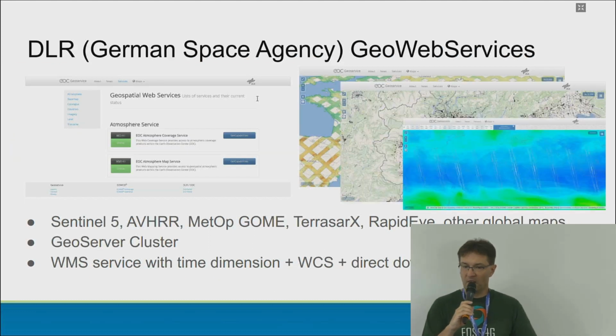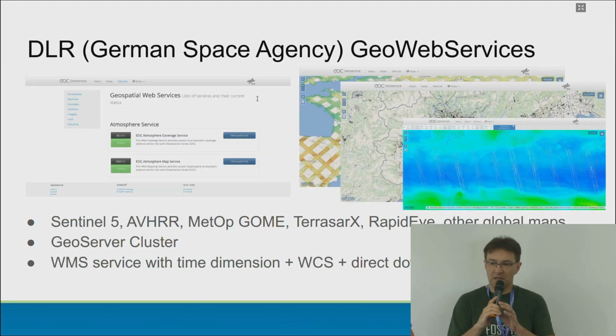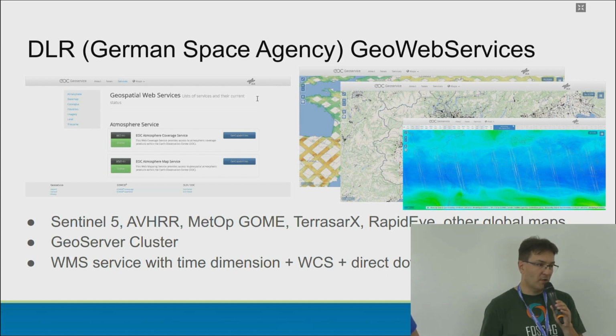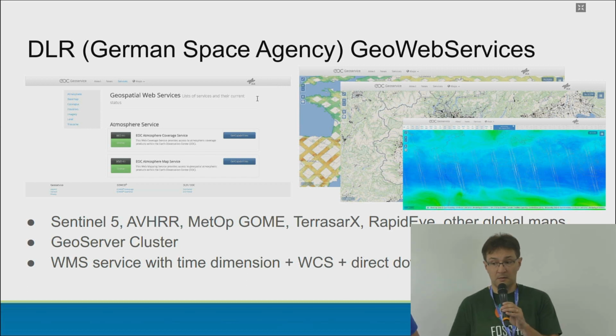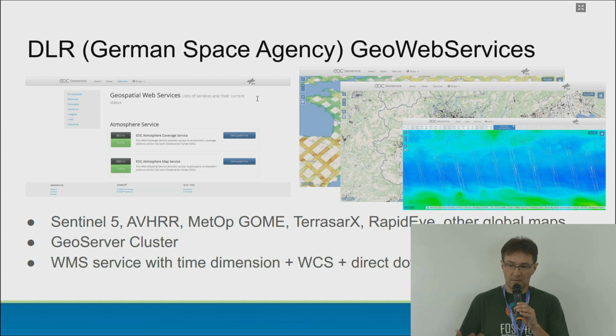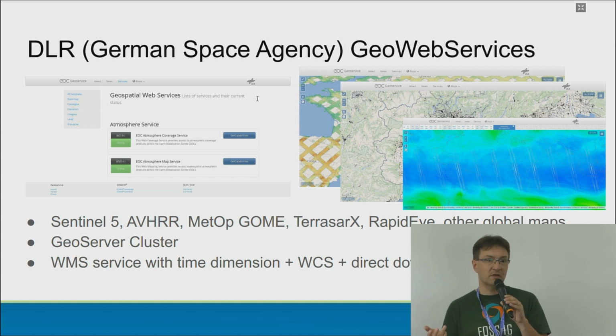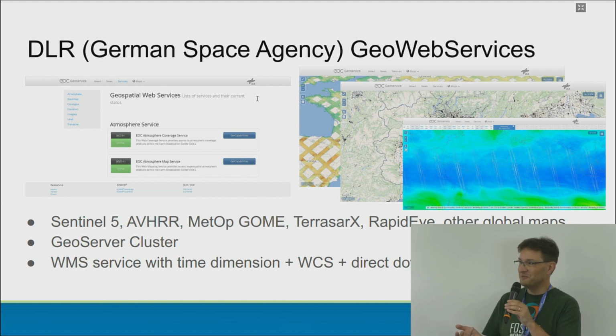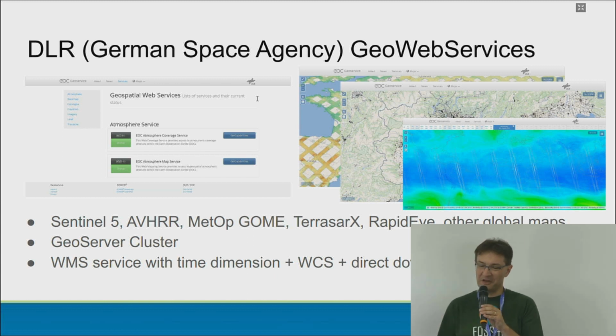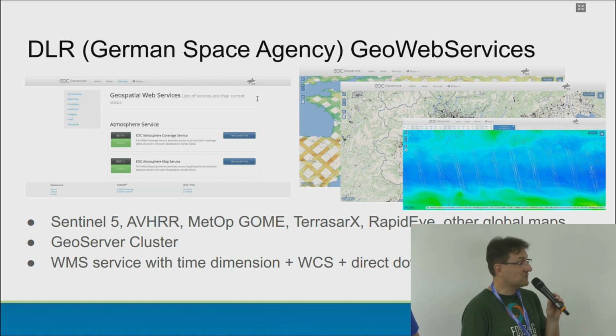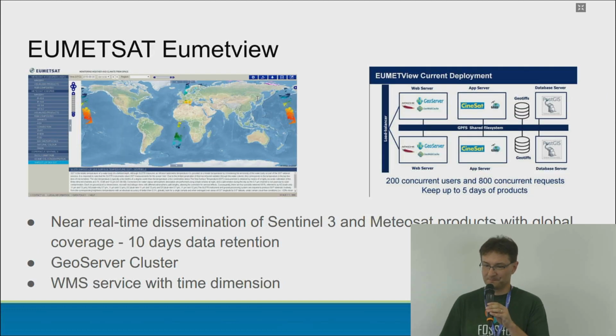DLR, the German Space Agency, is using a lot of this as well to publish, again, satellite imagery, STAC and whatnot, using a GeoServer cluster. They are users of the JMS clustering plugin, for example. Talking about scary things, they serve a ton of data with GeoServer.